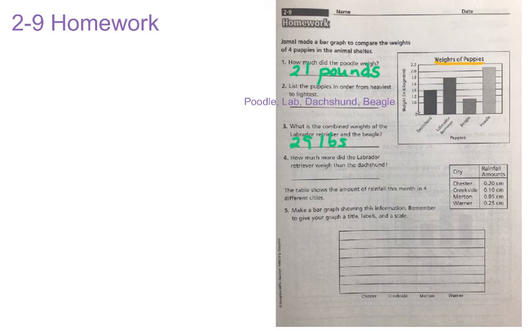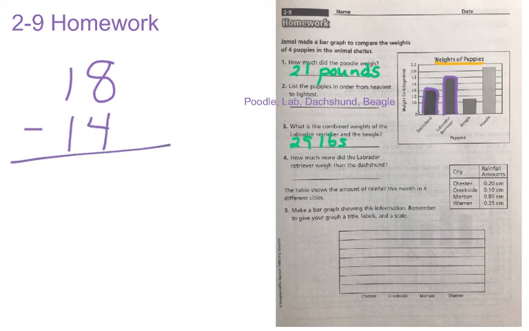Number 4 reads, how much more did the Labrador Retriever weigh than the Dachshund? How much more did it weigh means that this is going to be a subtraction problem. We have to find the weight of the Labrador Retriever, which we just checked a second ago, is actually 18 pounds. And the Dachshund, we're going to find it right here, weighs 14 pounds, and so we have a subtraction problem, and 18 minus 14 is equal to 4, and so our answer here is going to be 4 pounds.